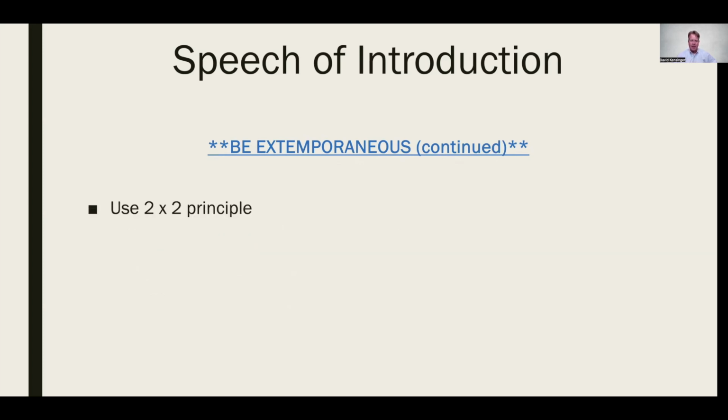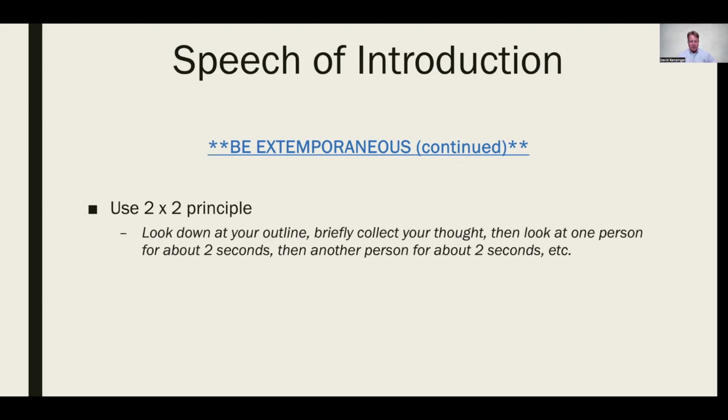There's something called the 2x2 principle. As we do this with the audience, we're looking down at our notes, looking at the audience. Look down at your outline or your notes, briefly collect your thought, then look up at one person for about 2 seconds, look at another person for a couple of seconds, maybe even a third person for a few seconds.